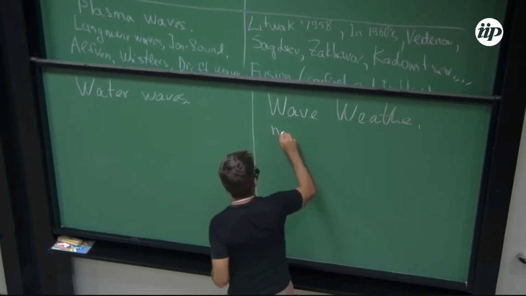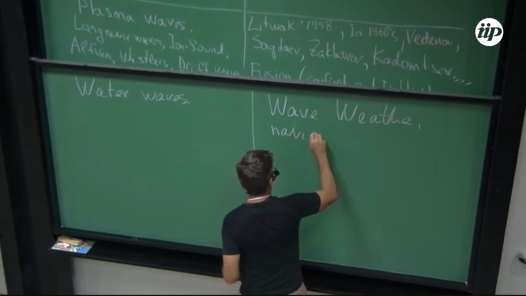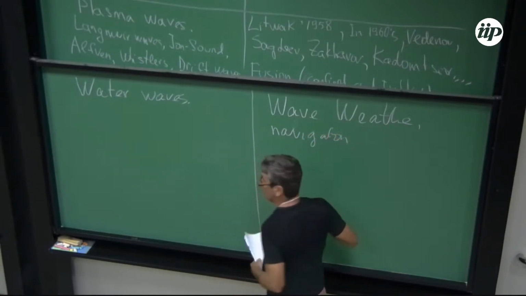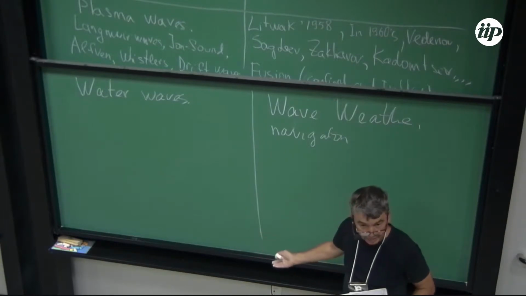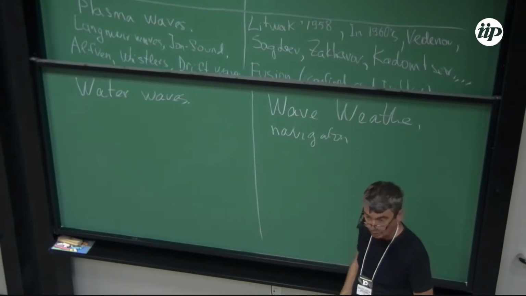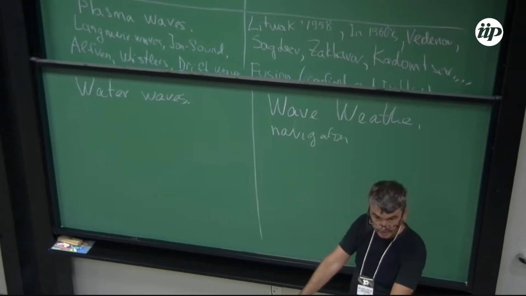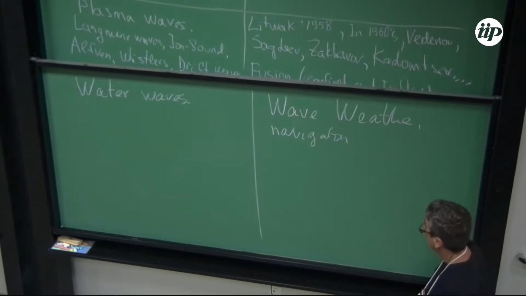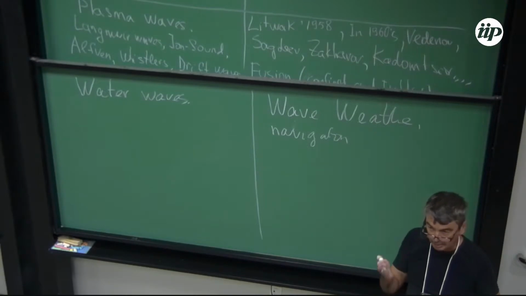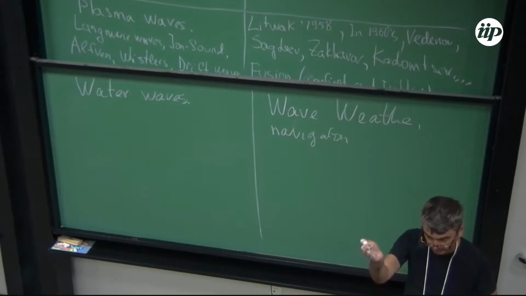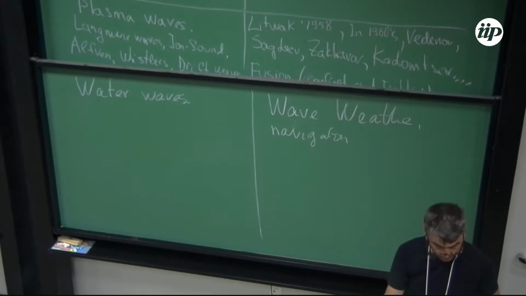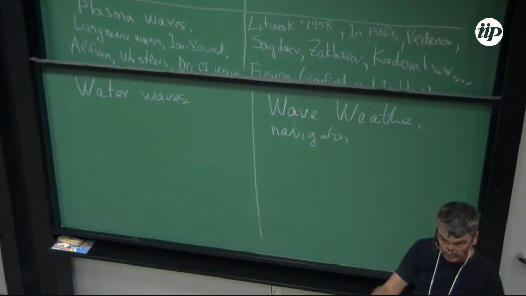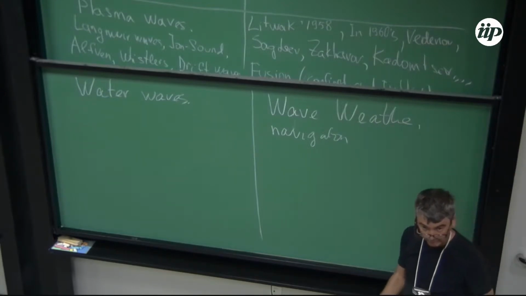So navigation. For exploration at sea, oil platforms, where you need to shut your device, take your drill out, if the waves are coming. And in general, for the transport properties between the atmosphere and the ocean. That's a key ingredient in modeling the climate.